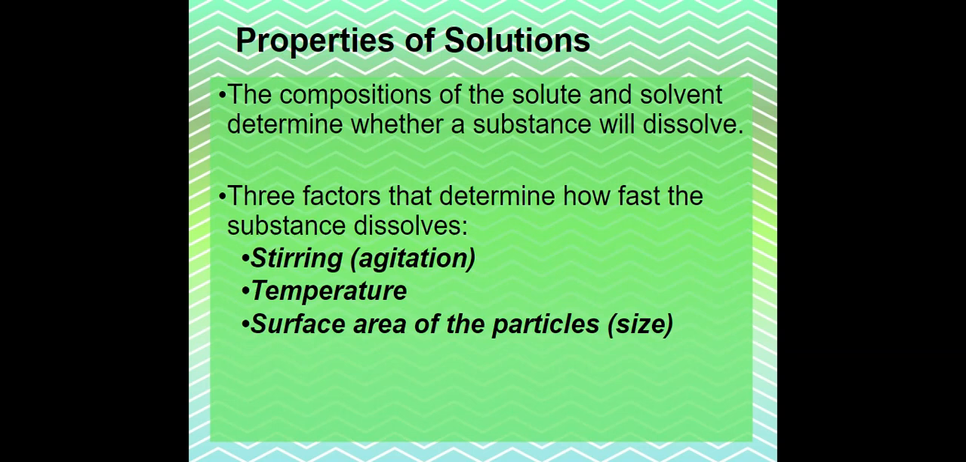Some properties of solutions. These are going to determine how well your substance will dissolve. The three ways that you can dissolve a substance faster include stirring, increasing the temperature, and increasing the surface area, which is another word for size of the particles.